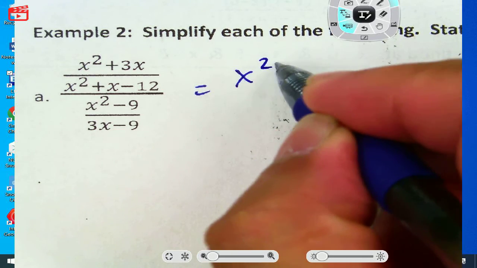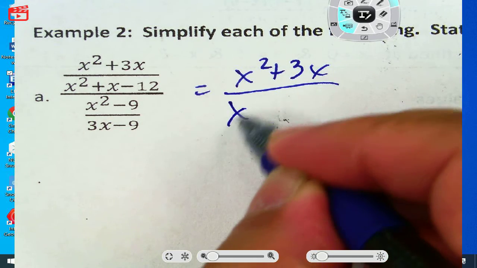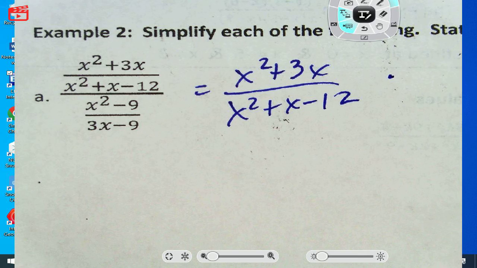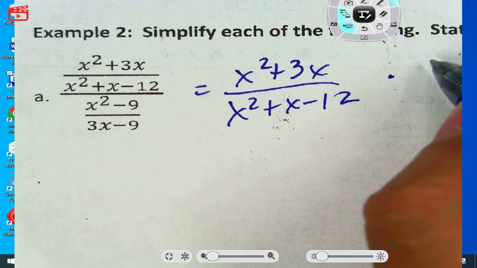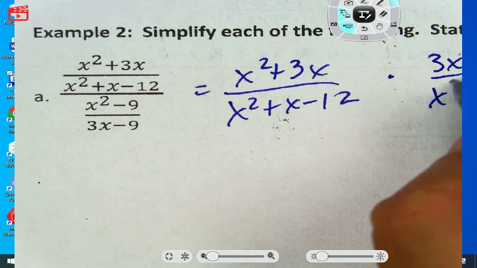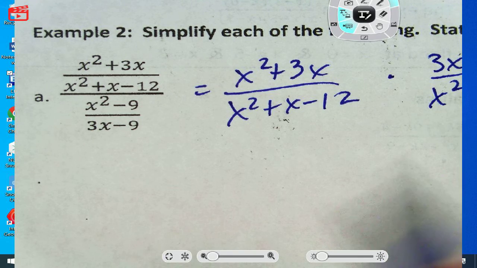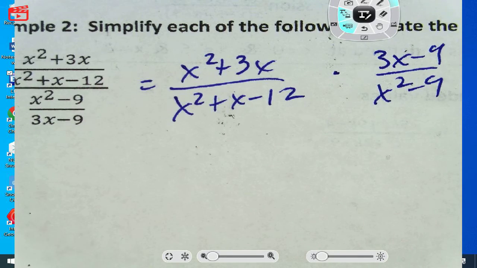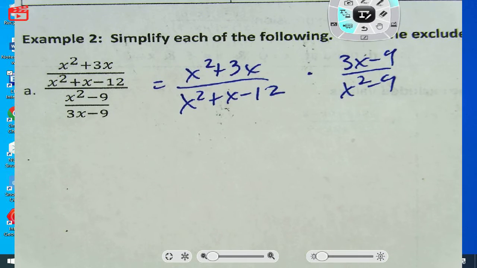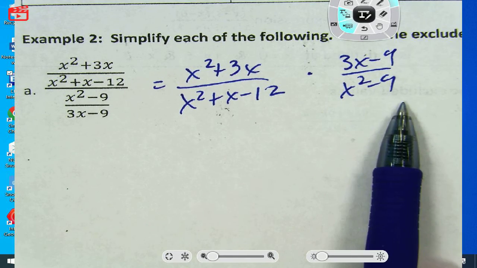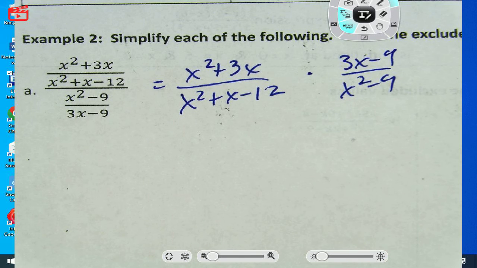So what you got is x squared plus 3x over x squared plus x minus 12. What you're going to do is multiply by the reciprocal of the denominator. So you're going to have 3x minus 9 over x squared minus 9 in the second fraction. All you did was take the reciprocal of the bottom fraction and change it to multiplication. This is just another way to write divided by. Oh, I see what you did there. So it only has one more step than the other problems we just did. Actually, it's the same number of steps.